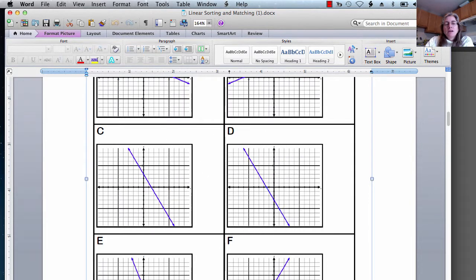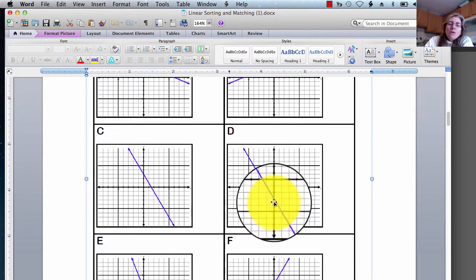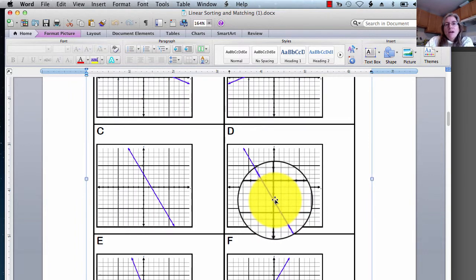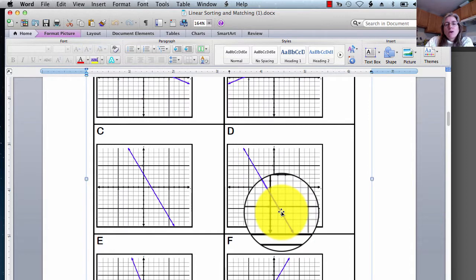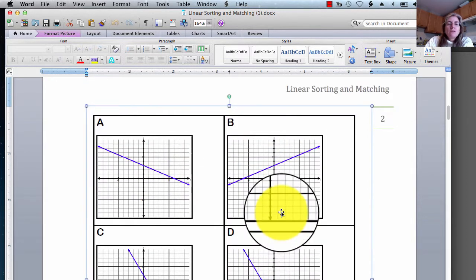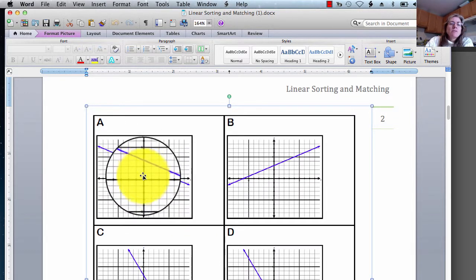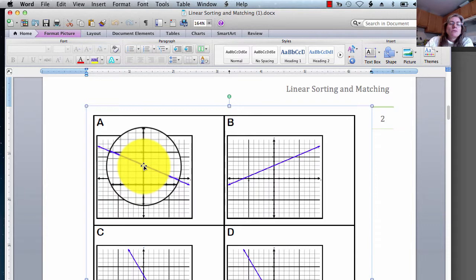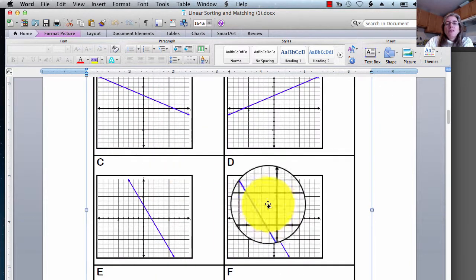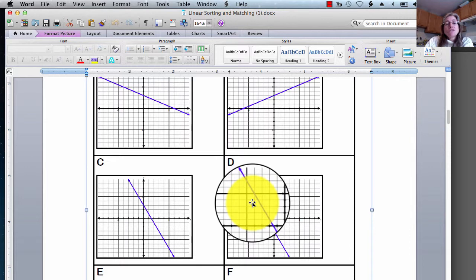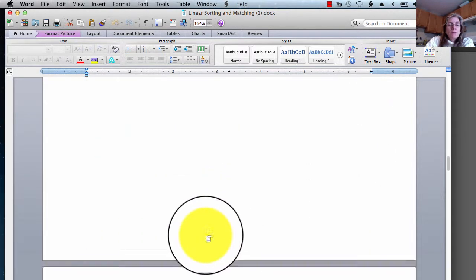This line is a negative slope, and it crosses the y-axis at negative 1, 2, 3. So that is a negative y-intercept and a negative slope. Now let's make sure the rest don't fit. This is a positive slope, this is a negative slope, and it has a positive y-intercept because the y-intercept is 1, 2, 3. That's positive 3. So this graph D fits the description of number 33.